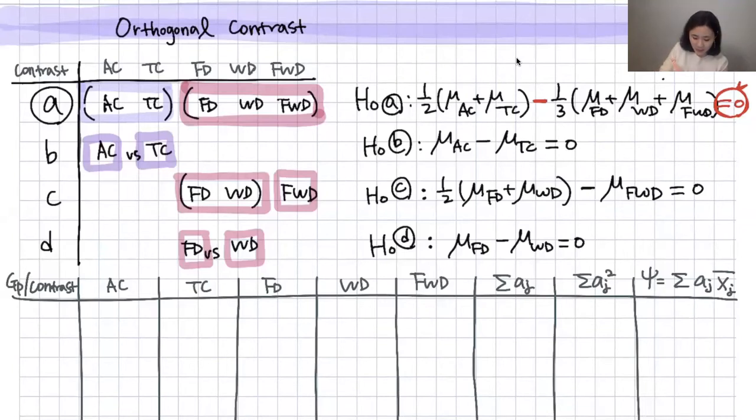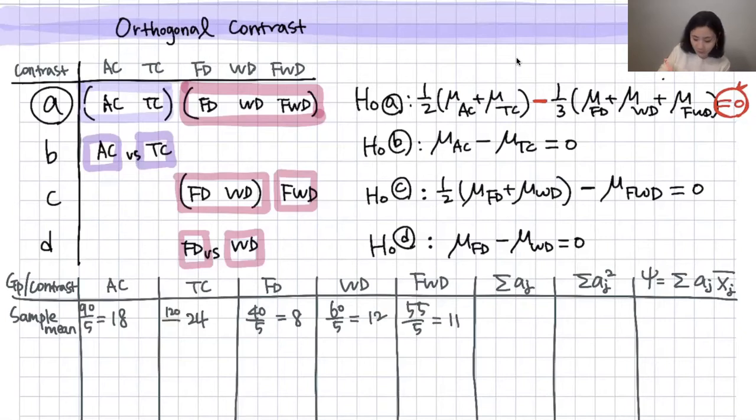Copy and paste the sample mean first for each group. So AC was 18, 24, just in case. 40 divided by 5 was 8, 60 divided by 5 was 12, 55 divided by 5 was 11, and this was 90 divided by 5, and 120 divided by 5 was 24.